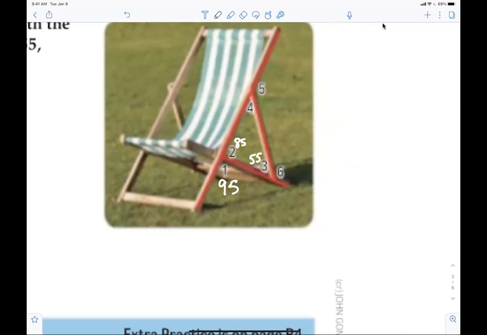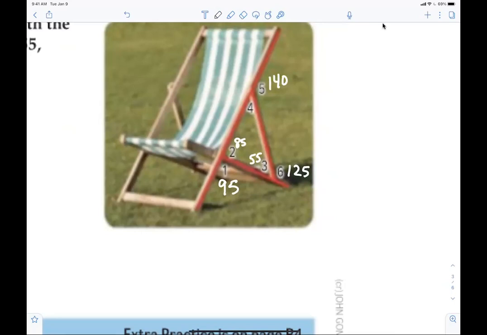So now, what is angle 6? 125, because 55 plus 125 is 180. How do I figure out what angle 5 is? Angle 5. No. 140. How did I get 140? 85 plus 55 is 140.